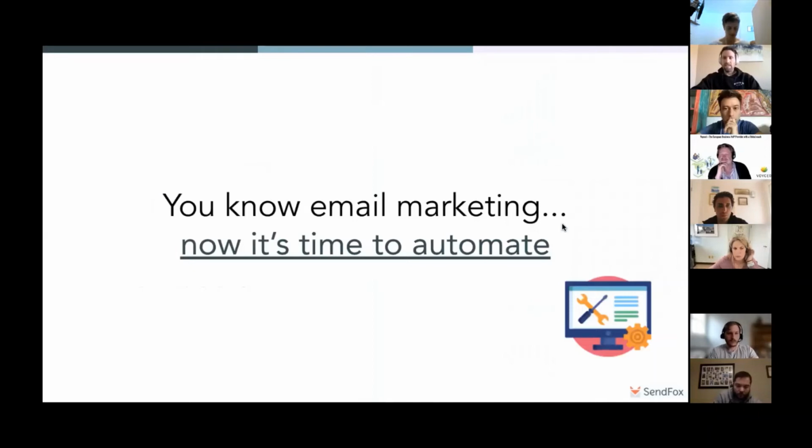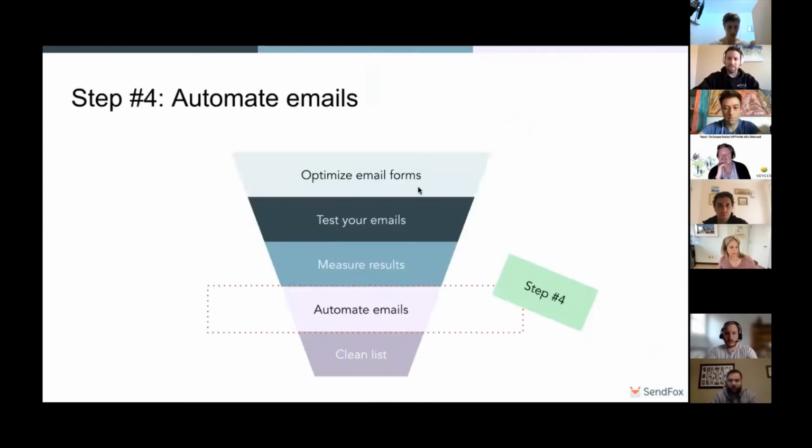All right. So now with email marketing established, it's time to think about automation. We've talked about the email forms and how to get top of funnel. We talked about testing emails and copywriting. We talked about measuring results. And now we're going to talk about automation.